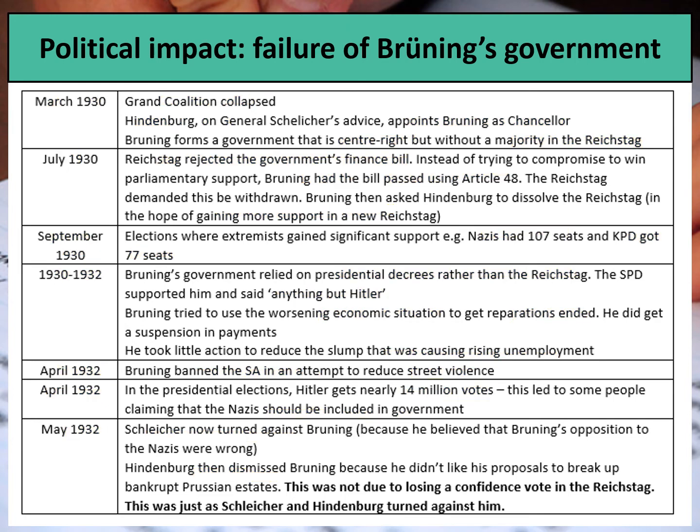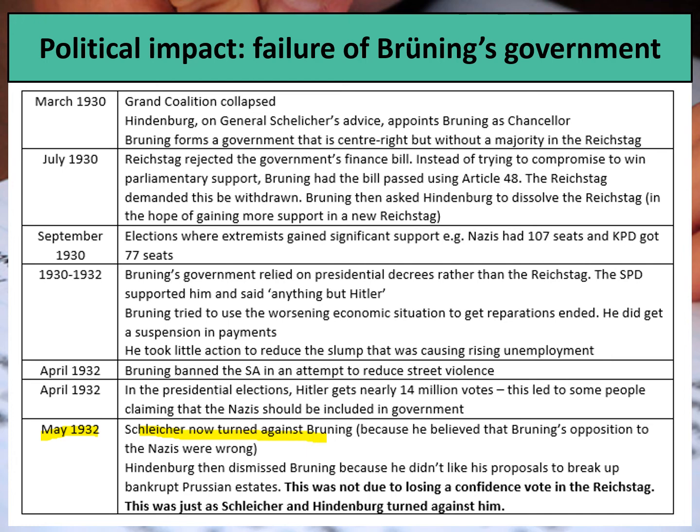So finally, let's think about his downfall then. So we've just mentioned the banning of the SA is essentially a thing that ends Brüning's chancellorship. It shows that he's out of touch because essentially the Nazis are almost an unstoppable force at this point, and just trying to outright ban them isn't going to work. So Schleicher, somebody that has been in the background so far, one of Hindenburg's advisors, he basically turns against Brüning because he believes that Brüning's opposition to the Nazis was wrong.